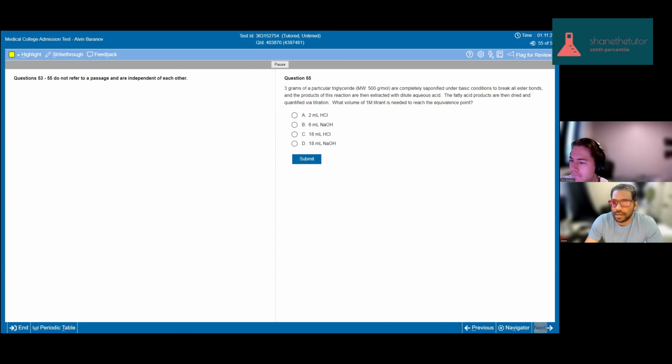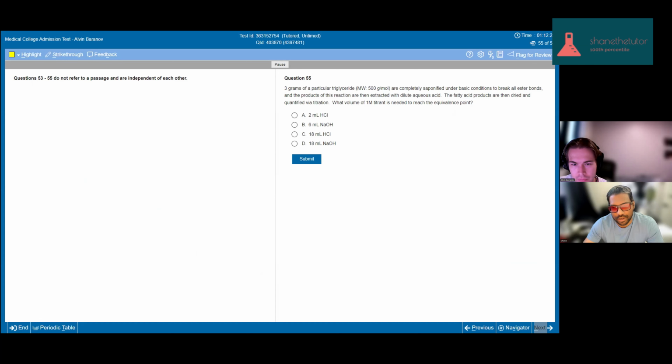Okay, 3 grams of a particular triglyceride, molar weight 500 grams per mole, are completely saponified. What's that? It basically breaks down the triglyceride, like when you use soap. It just turns into glycerol with alcohol groups, so the OHs. So the glycerol and the three fatty acids, right? They separate.